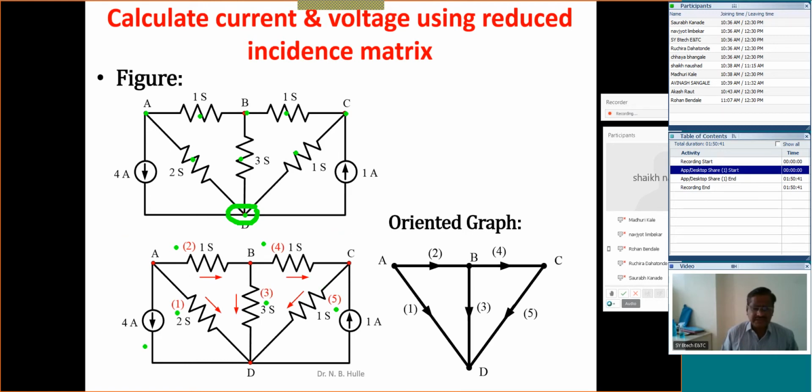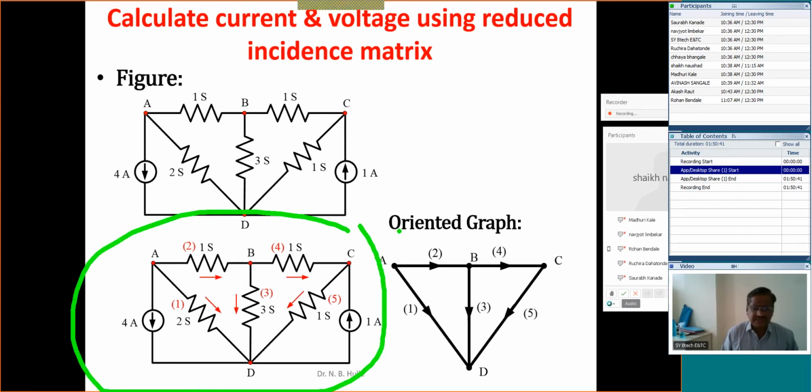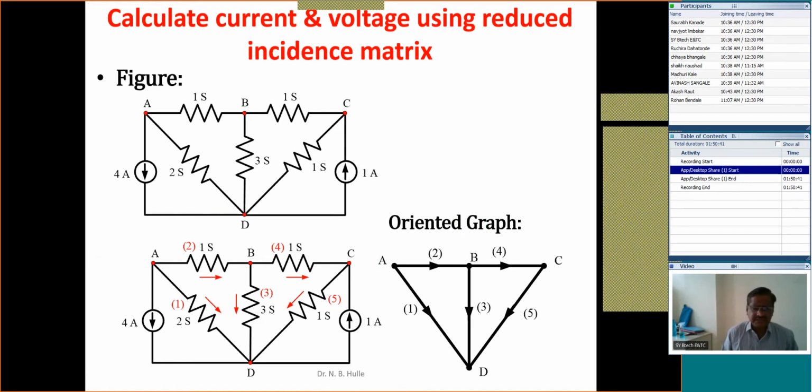Now, from this given figure, we will prepare its graph, which is nothing but the oriented graph or directed graph. Look at how the oriented graph is. This is node A, node B, node C, and node D. Then these are the branches. Branch number 2 and branch number 4 are forward. Branch number 1, branch number 3, and branch number 5 are downward. And all these nodes we have shown.